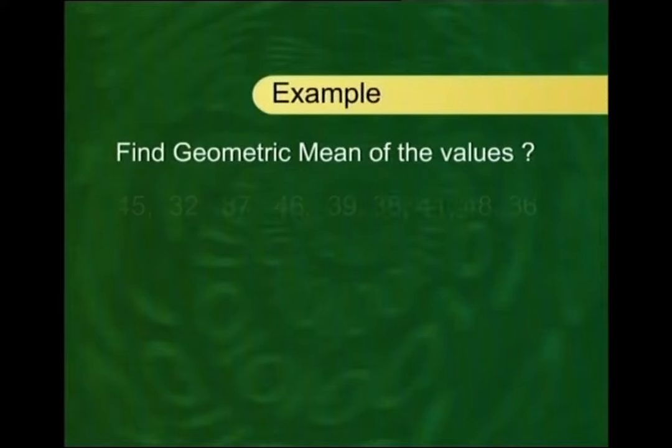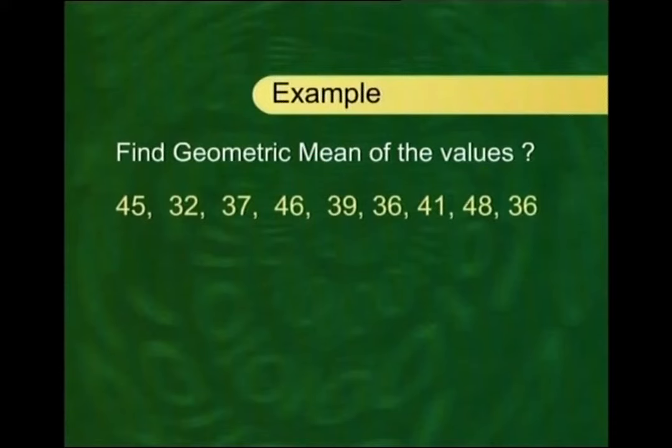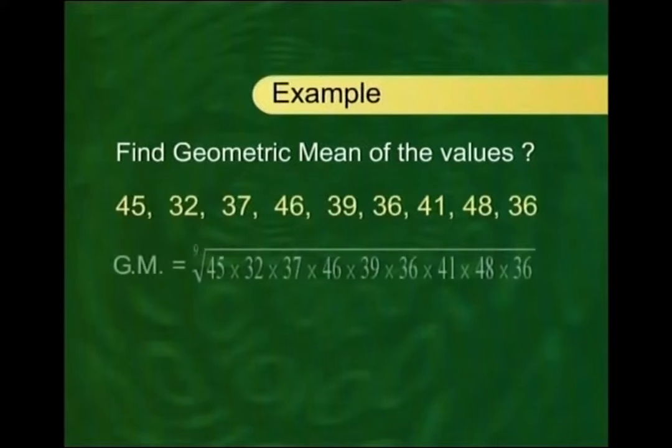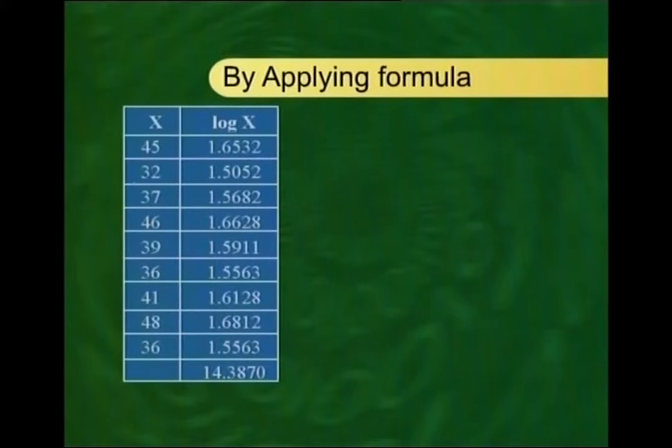Let me apply this concept of the geometric mean to a very simple example. Suppose that we have values 45, 32, 37, 46, 39, 36, 41, 48, and 36. If we want to apply the original formula, then we will need to compute the numerical value of the ninth root of the product of all these values, as you now see on the screen. But in order to simplify the computations, we will take the log of each of these values, and we obtain the figures as you now see.